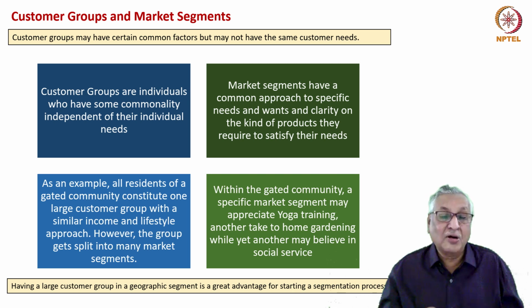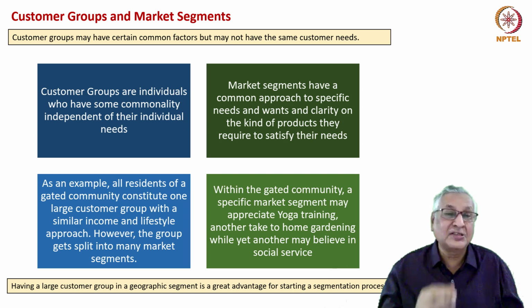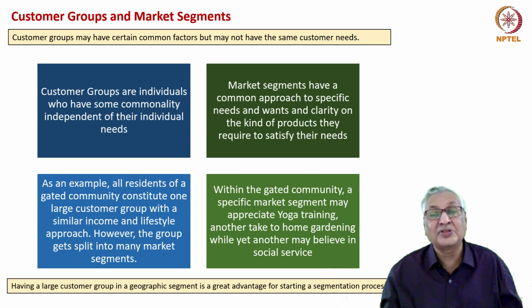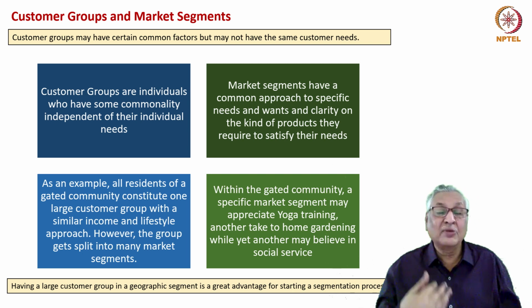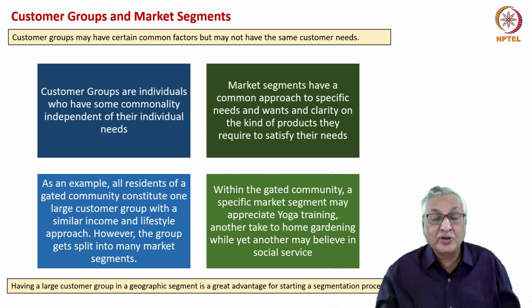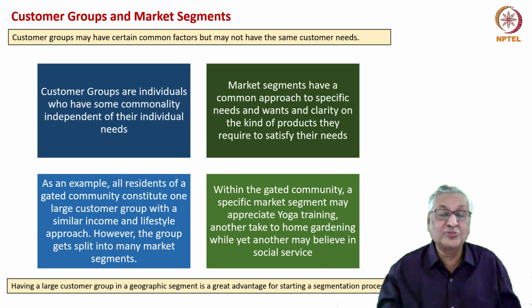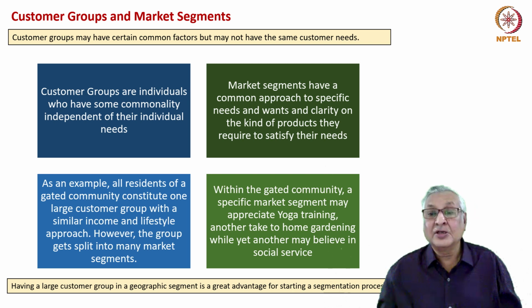As an example, all residents of a gated community constitute one large customer group with a similar income and lifestyle approach. Why so? Because the gated community has similar types of apartments. Therefore, people with similar income capability, similar work profile enter that kind of gated community. However, the group itself gets split into many market segments.